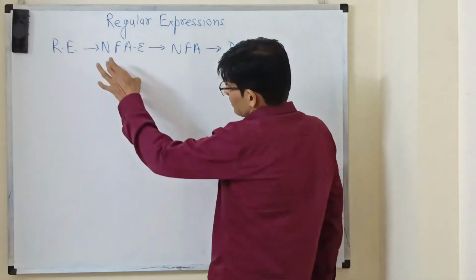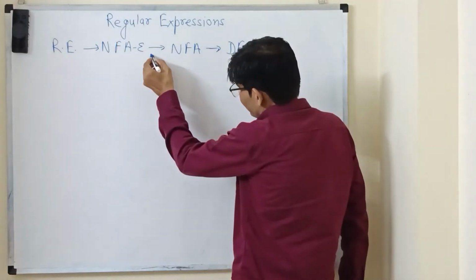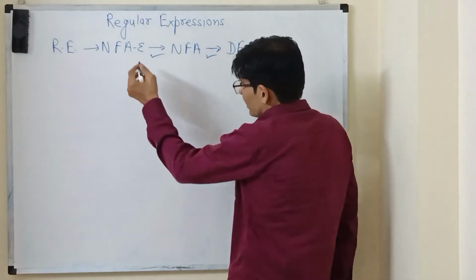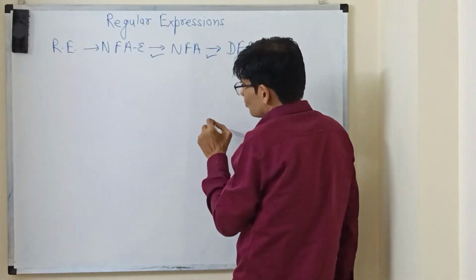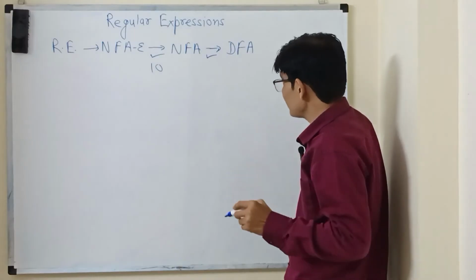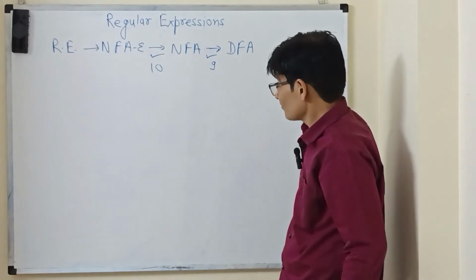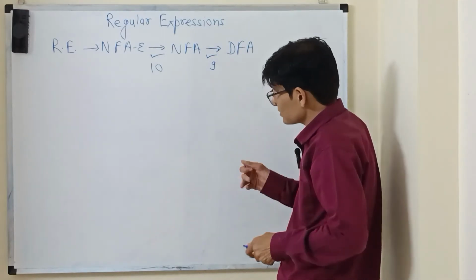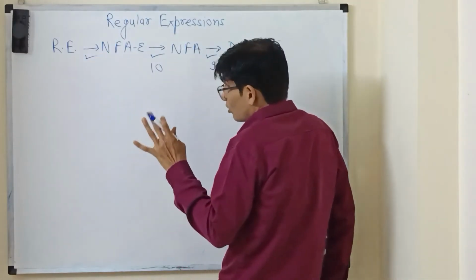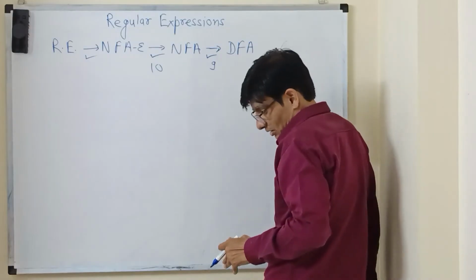Now, as you can see here, there are three different conversions. These two conversions we have already discussed. For NFA with epsilon move to NFA without epsilon move, you can refer to video number 10 in this playlist. And for NFA to DFA conversion, you can refer to video number 9 in this playlist. In this video, we will discuss only this first conversion, and then the remaining conversions you can perform yourself.